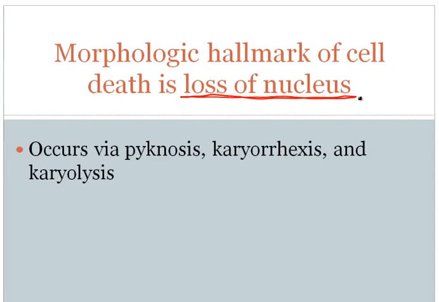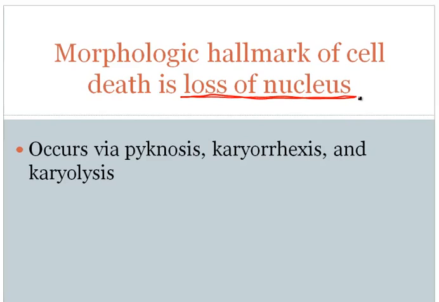It's not enough to know that. The examiners like to go a step further, and they like you to know the mechanism by which the nucleus is lost. And the mechanism by which the nucleus is lost is basically threefold. First, the nucleus shrinks down, and that's called pycnosis. Actually, the word pycnosis means ink dot, and the nucleus basically shrinks down into a small little ink dot.